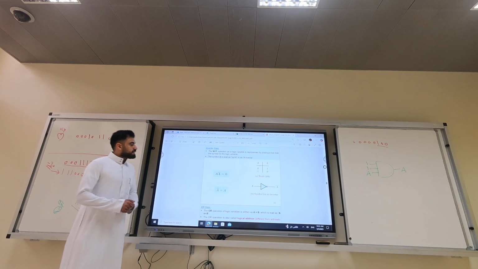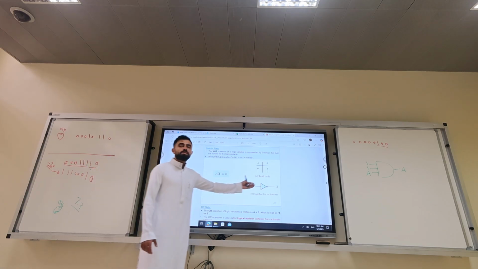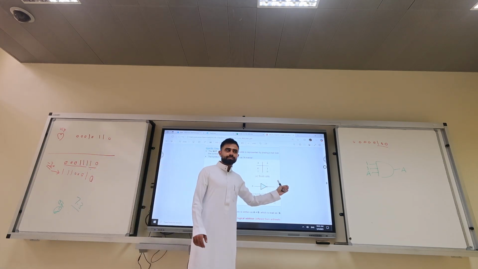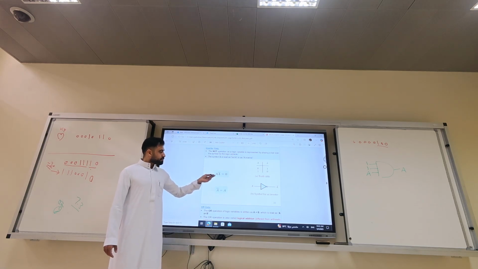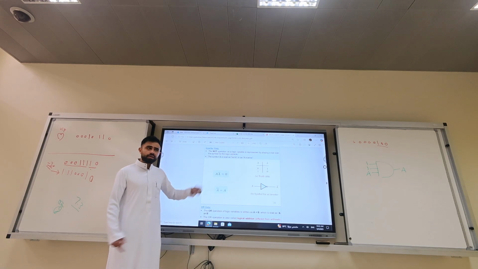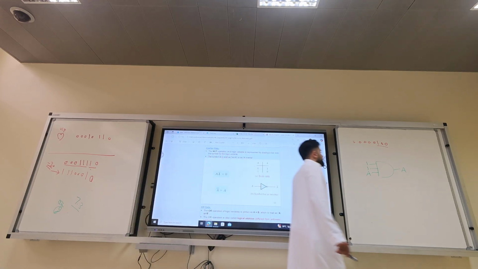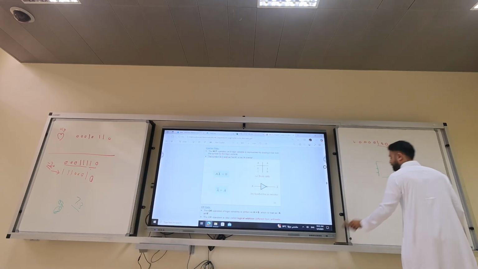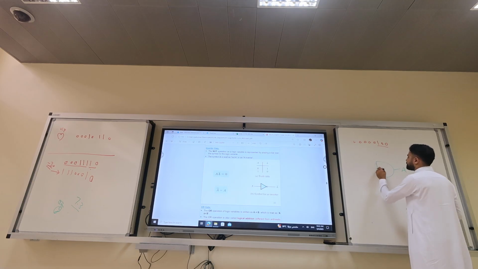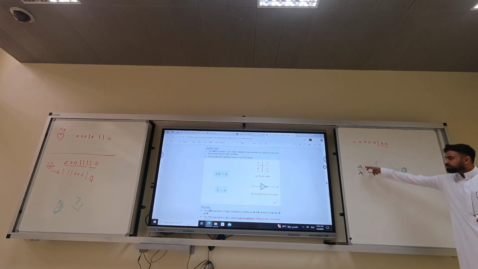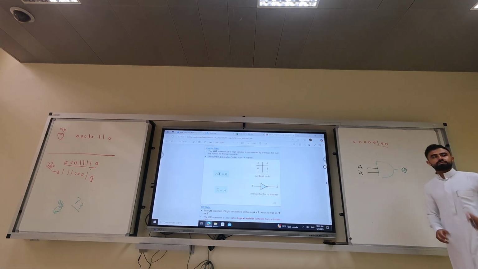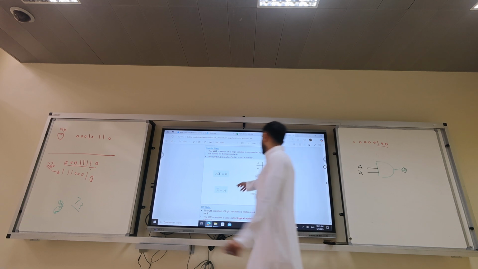The inverter gate, whatever you put in, the opposite gets out. One of the properties, if you put A ANDed with its invert, for example, in the circuit, if you have A and you put A prime, you will always get the answer 0. Because one of them at least will be 0. That's how to think about it.